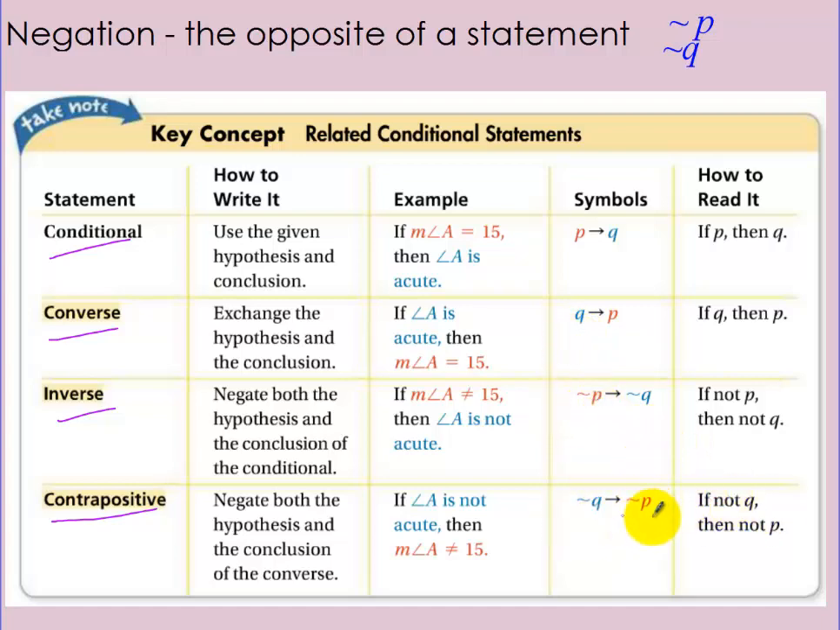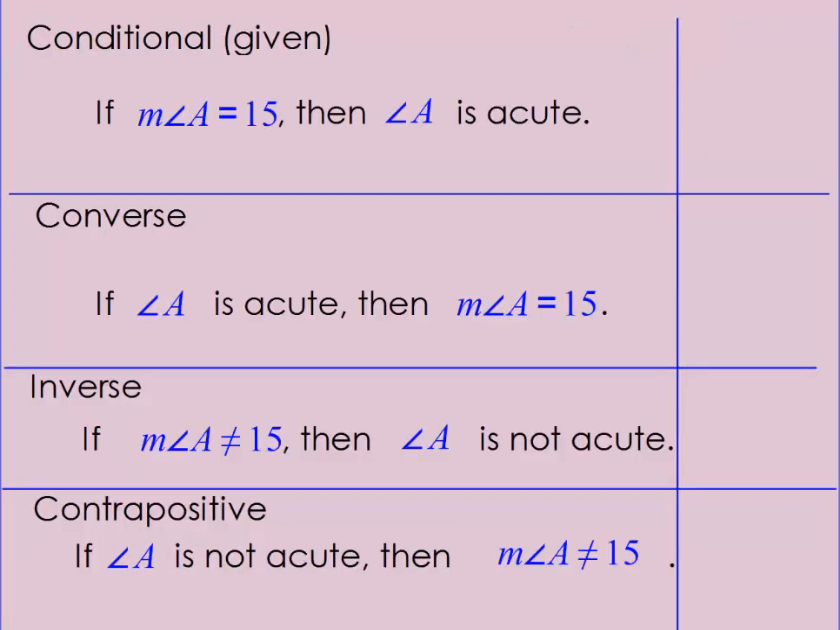So if not Q, then not P. That's a lot of craziness here. Let's actually do a real example and see what this looks like. So this is that same chart with those four words: our conditional, converse, inverse, and contrapositive.